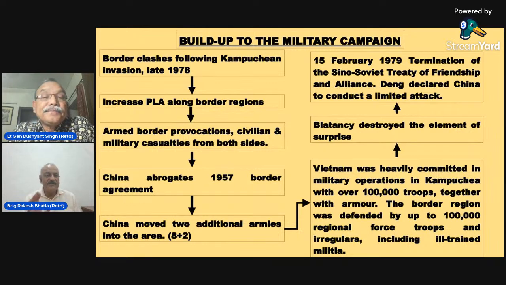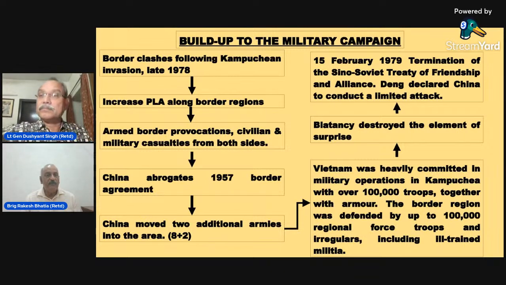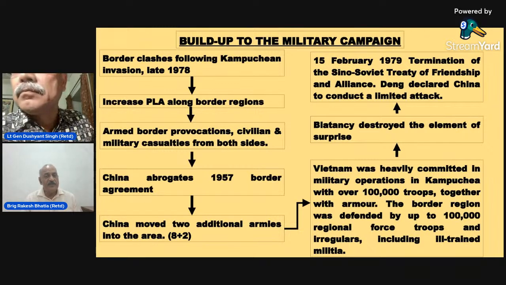Now this is another image set that I have created, on the buildup to the military campaign. What was the initial action and what was the fallout? There were border clashes following the Kampuchean invasion, when the Vietnam army entered Cambodia in late 78. The PLA started amassing nearer the border. So it was the first indication that something was going to happen. There were provocations along the border, civilian and military casualties from both sides. There was actual firing going on.